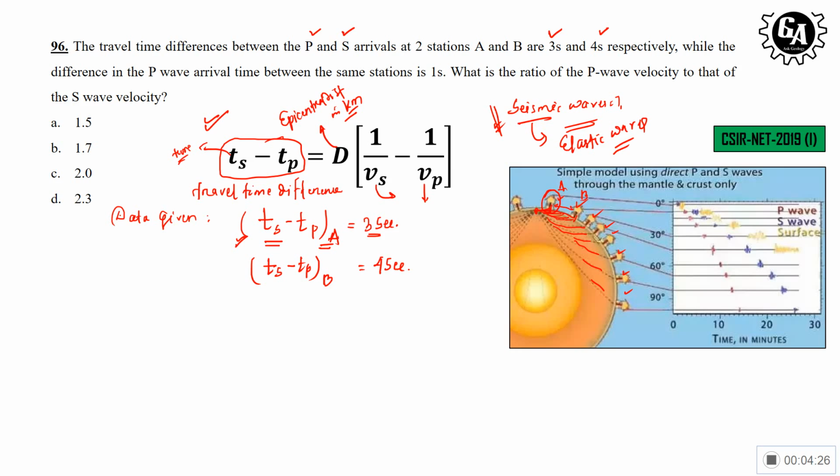This is the first piece of information: the travel time difference between P and S arrivals at two stations A and B is 3 seconds and 4 seconds respectively. Ts minus Tp at A, the seismic station, is 3 seconds, and Ts minus Tp at B is 4 seconds.